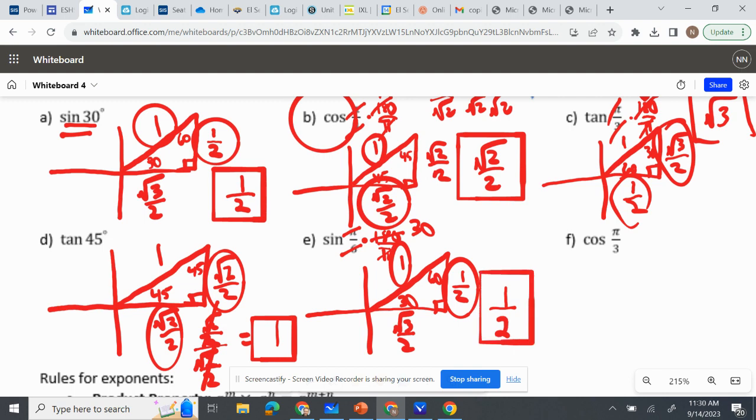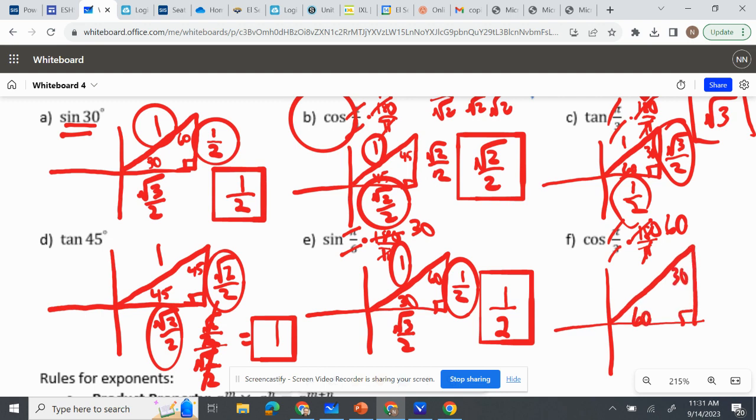And for letter F, once again, we change the radians into degrees. And 3 goes into 180 60 times. So what we're going to do is draw a triangle with 60 degrees. So this is a 30, 60, 90 triangle. Hypotenuse is 1, 30-degree side is a half, 60-degree side is rad 3 over 2. Cosine is adjacent over hypotenuse. So that would be 1/2.